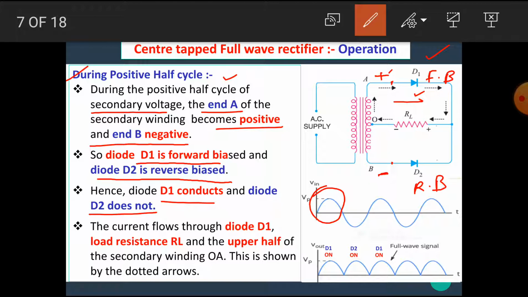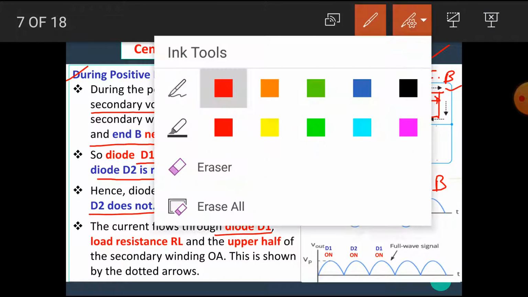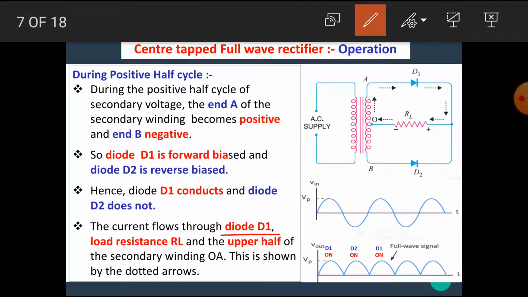We know that diode D1 is forward biased, hence current flows through it, but diode D2 is reverse biased, hence current does not flow through it. That means in forward bias condition the current flows through the point A, D1, then RL to point O and then A. The current flows through the diode D1, load resistance RL, and the upper half of the secondary winding OA. This is shown by the dotted arrows.